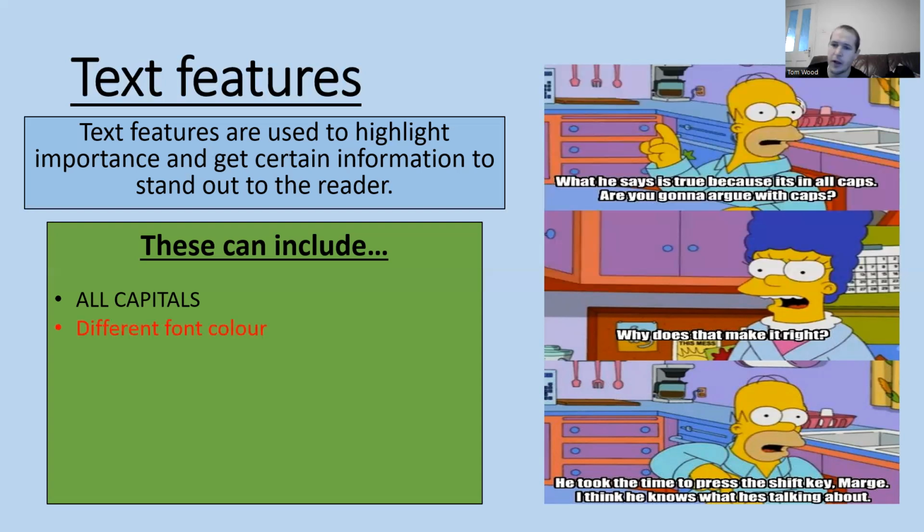If something has been written in a different colored font, then that again is an organizational text feature. A different font style. So it might be, you know, when someone is writing from a scary character's point of view, that they use a slightly spookier looking font. Use of bold font to again get information highlighted and to stand out. The use of italics tends to be used when giving reference to specific names.